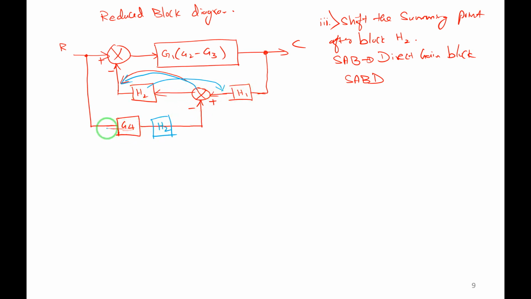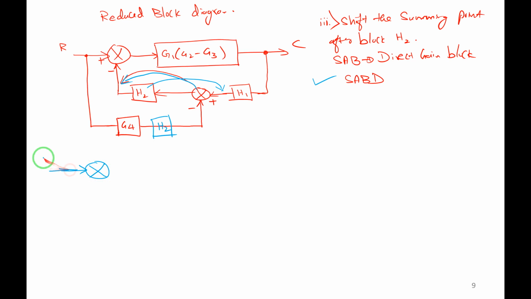G4 and H2, because the summing point after a block has to pass through the direct gain block. This G4 is passing through this direct gain block, right? H2 is the gain, so it is passing through the direct gain block, right? So I will apply this rule and I will rewrite. So next, reduce the block diagram, observe how it will become. I am drawing it.